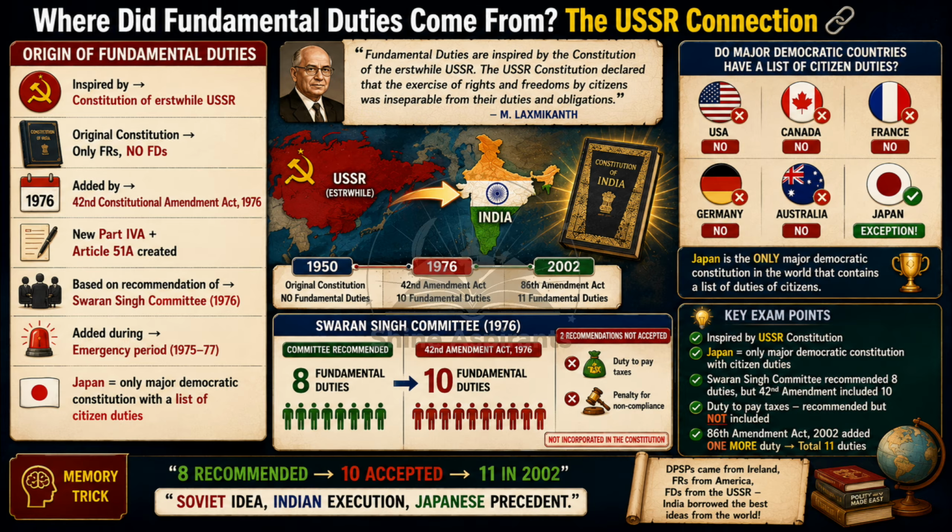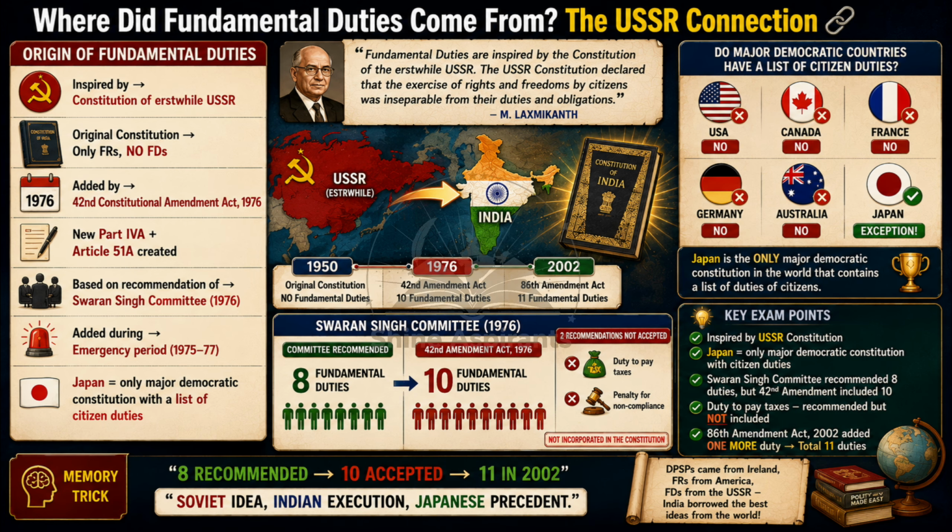Now coming to India's story. It was added through 42nd Amendment Act 1976 in Indian Constitution. This amendment added a new part, Part IVA, and Article 51A. And when was this added? During the emergency between 1975 and 1977. The Indira Gandhi government accepted the recommendations of the Swaran Committee and enacted the 42nd Constitutional Amendment Act in 1976.